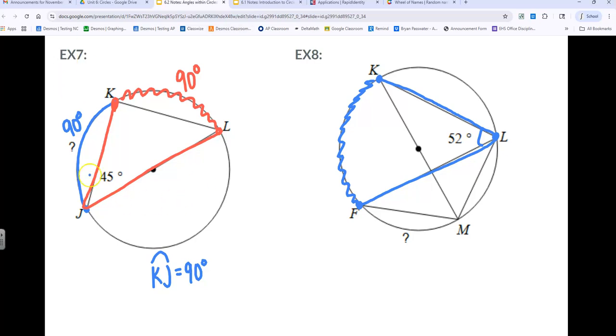We just did it over here. Here was 45. We got 90. This is 52. Multiply by 2. We'll get 104. Okay? But they didn't ask us for that one. They asked us for FM. Not divided by 2. 76 is good. We do 180 minus 104, which will give me 76.